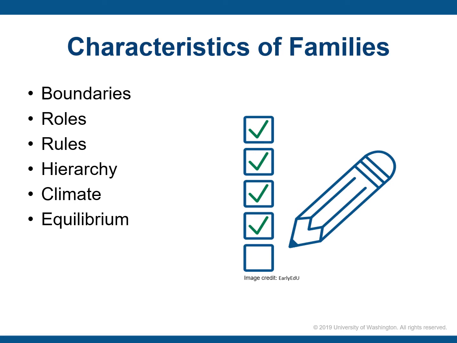According to family systems theory, families have characteristics that govern their day-to-day functioning. There are 6 characteristics that might be helpful for you to know about in terms of your role as an early childhood professional. These are boundaries, roles, rules, hierarchy, climate, and equilibrium. All of these exist on a continuum, and over the course of your career, you will probably experience families at all points on the continuum. We will go briefly over each of these characteristics. As we do, consider where your own family falls within each of these characteristics.